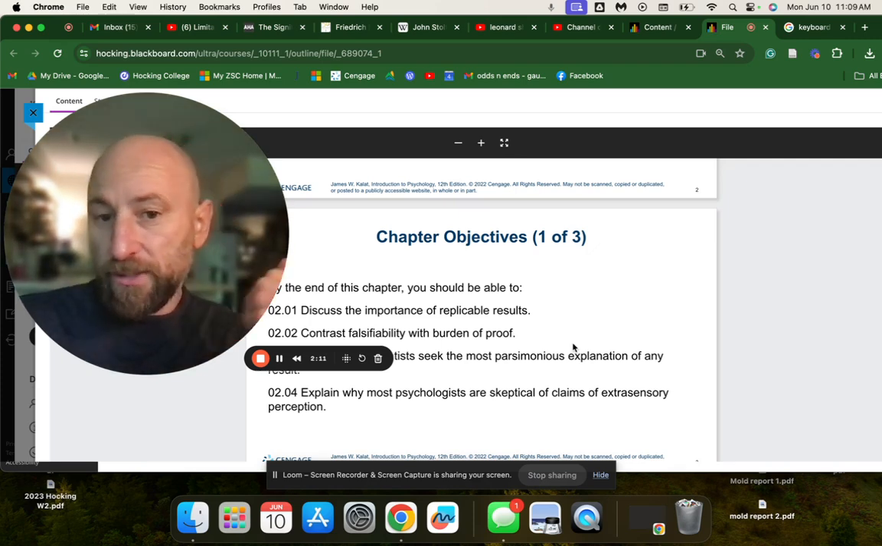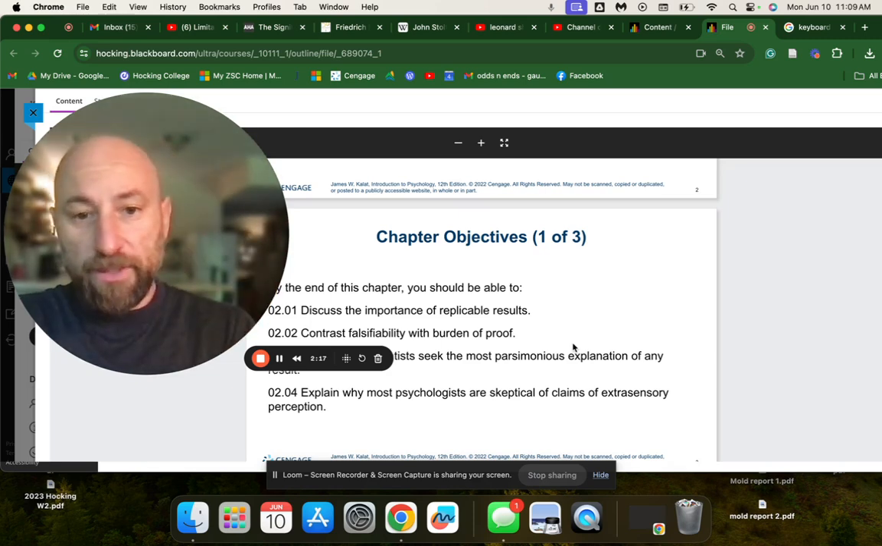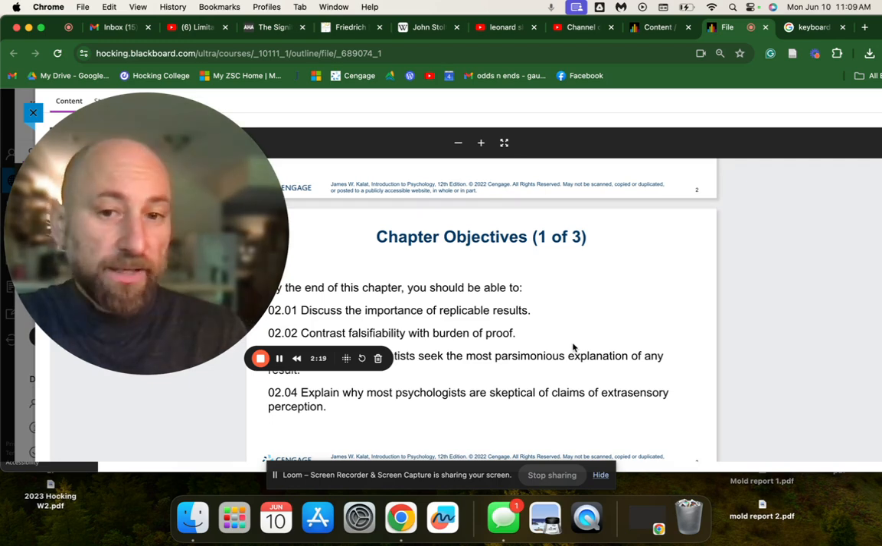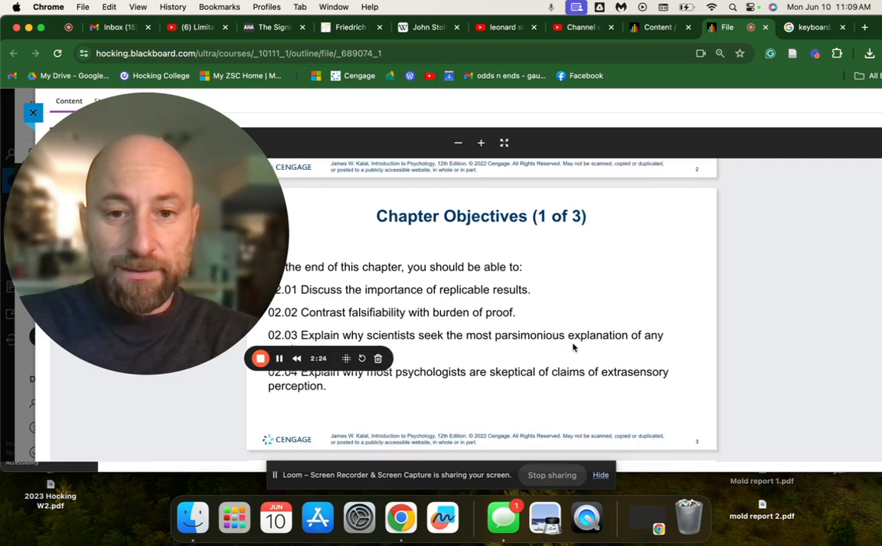There are essentially two things: falsifiability as well as proof. Proof is this kind of positive evidence for your theory. Falsifiability is trying to falsify a theory. So we'll talk about the importance of falsifiability in science.